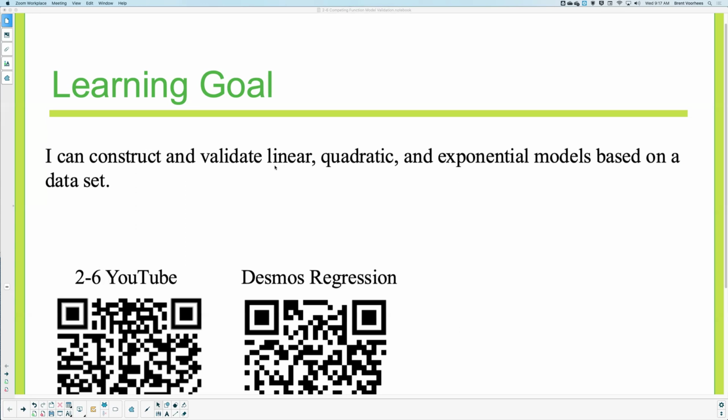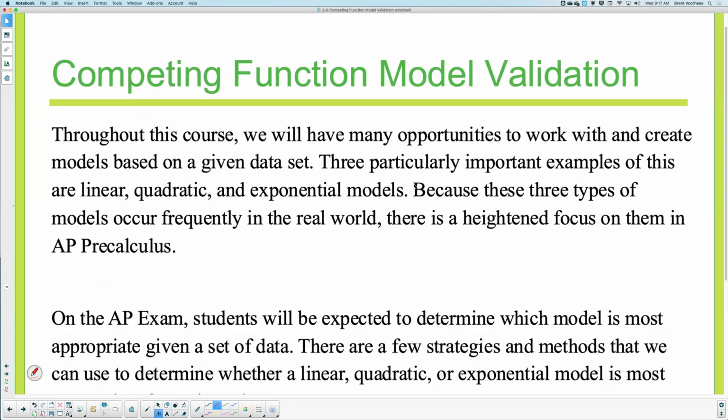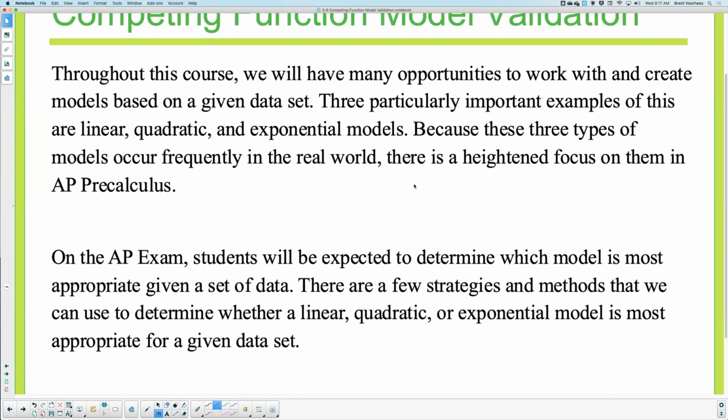Specifically, we're now going to compare linear, quadratic, and exponential. If you go back to lesson 113, we were comparing just linear and quadratics. But now we're also going to compare exponential models as we go. So to begin, as I have been explaining, we're going to come up with this lesson at the end of every single function we cover. That's why I say we'll have many opportunities to work with and create models.